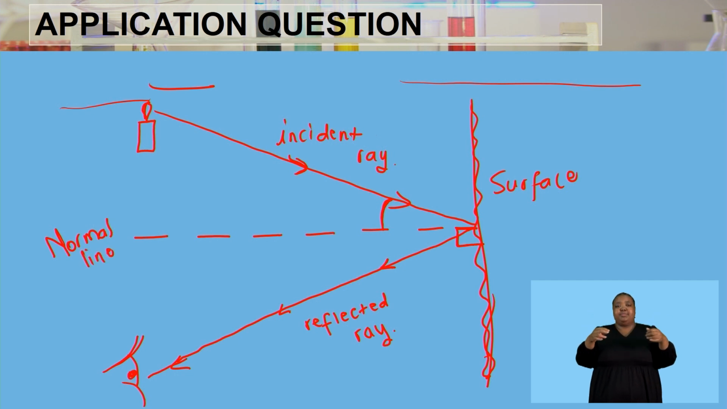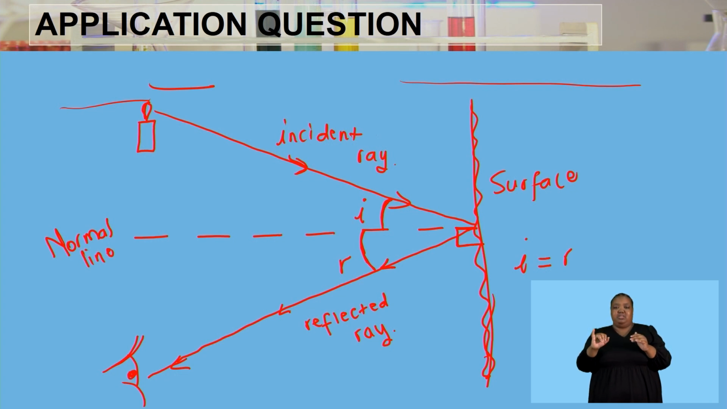The angle of incidence is going to be between the normal line and the incident ray. So we can denote that by small letter i to show that this is our incident angle. Then the other angle is going to be between the reflected ray and still the normal. This is going to be denoted by small letter r. And remember that the angle of incidence is always equal to the angle of reflection.